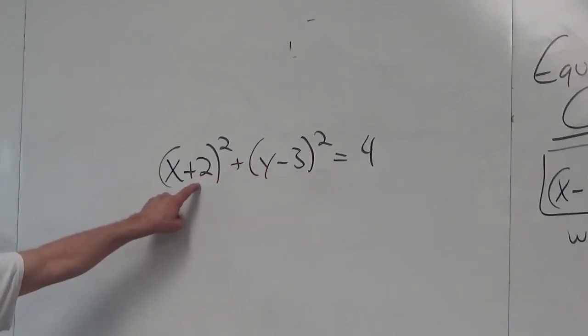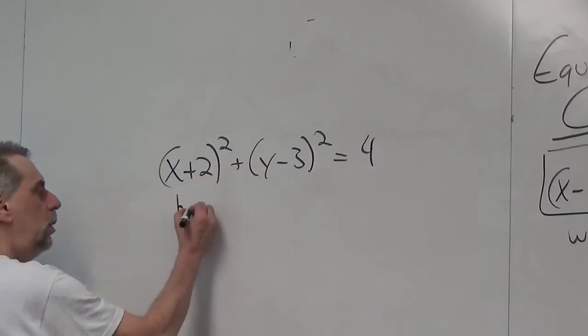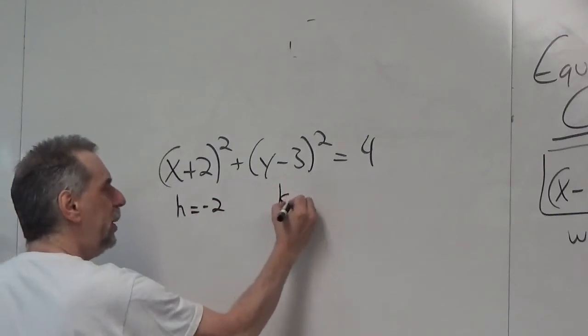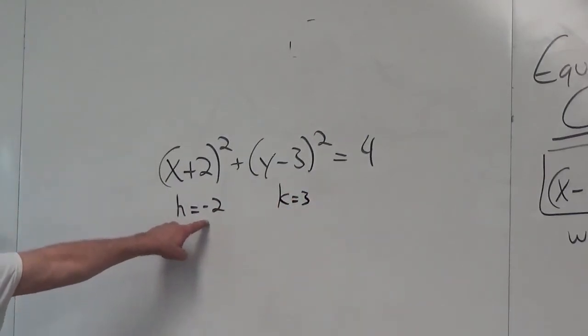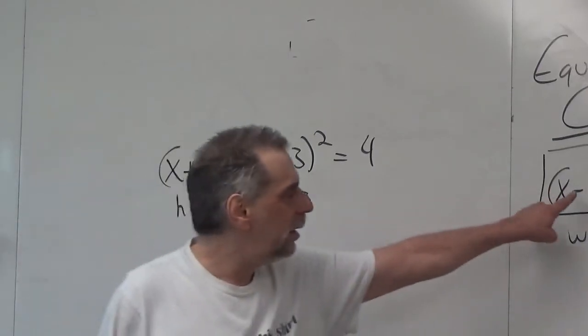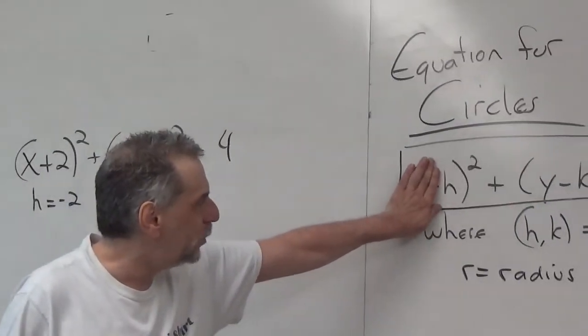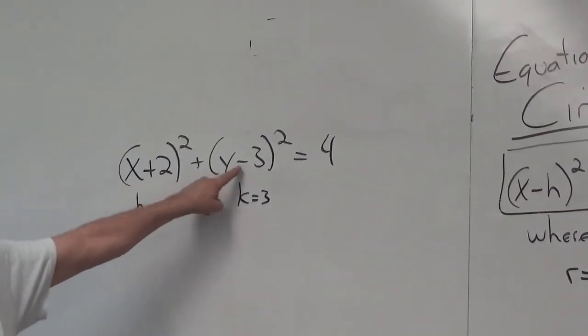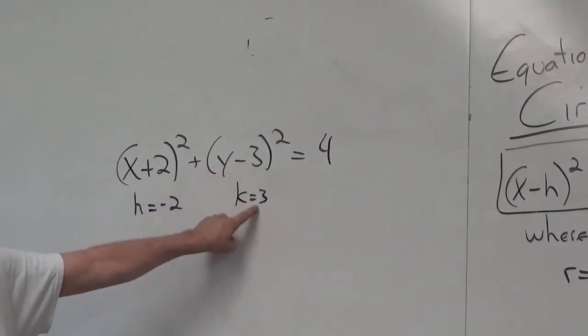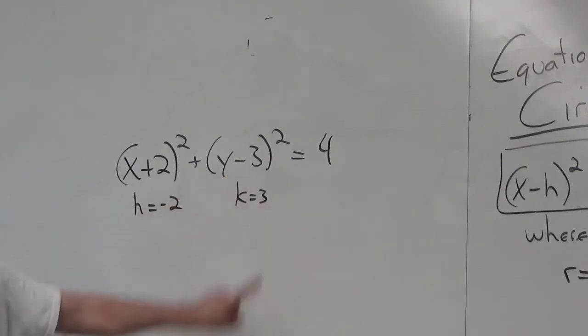So here your h would be negative 2 and your k would be positive 3. So the center here would be at negative 2, positive 3. So just be careful with the sign because it's always minus the h value. So if it's plus, the h is going to be negative. Same thing here. If it's a plus, the k is going to be negative. In this case, it's positive.